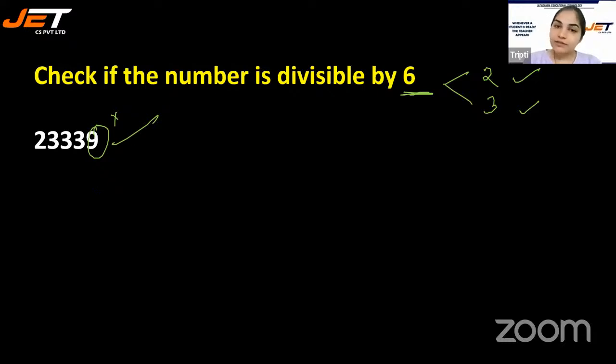It's not like if it is divisible by 2 but not divisible by 3, or it is divisible by 3 but not divisible by 2. No, it should be divisible by both the numbers. So here it is not divisible by 2, and I have not checked for 3, because obviously both the criteria should be fulfilled. And here 1 is getting cancelled. So no.